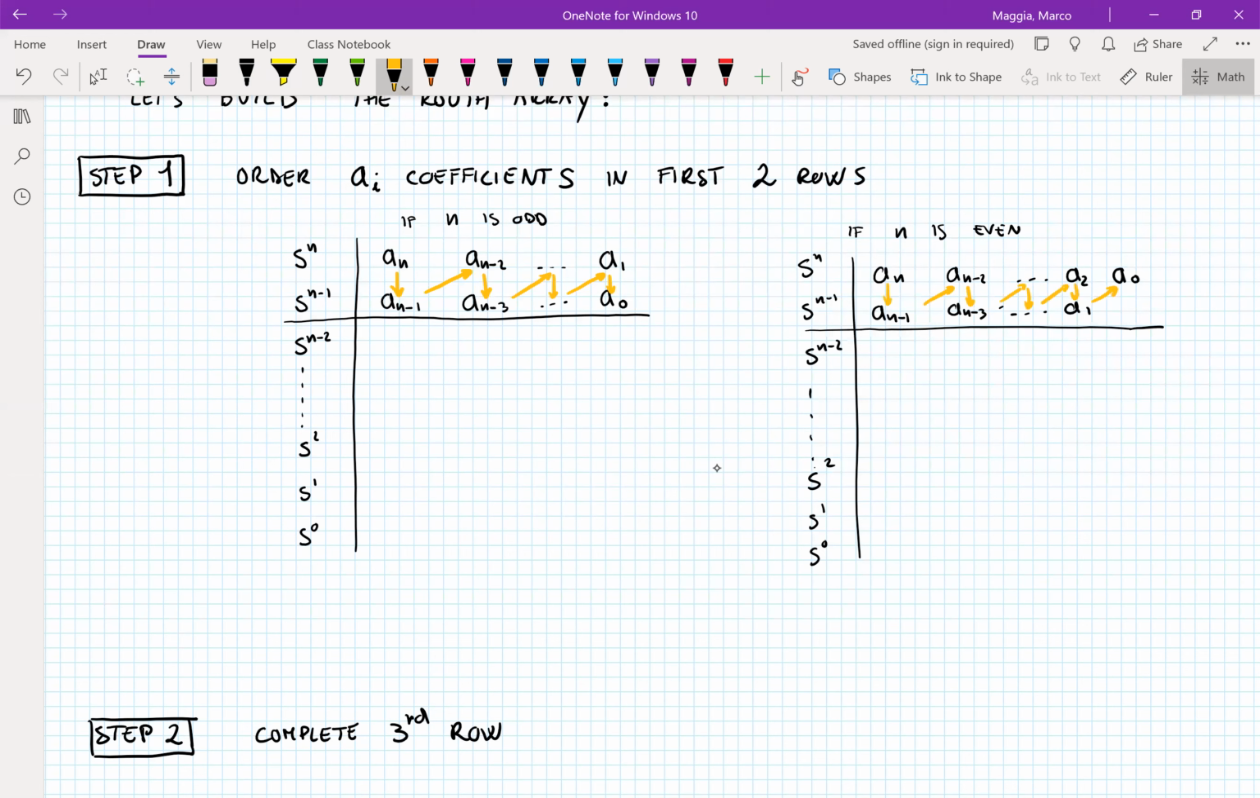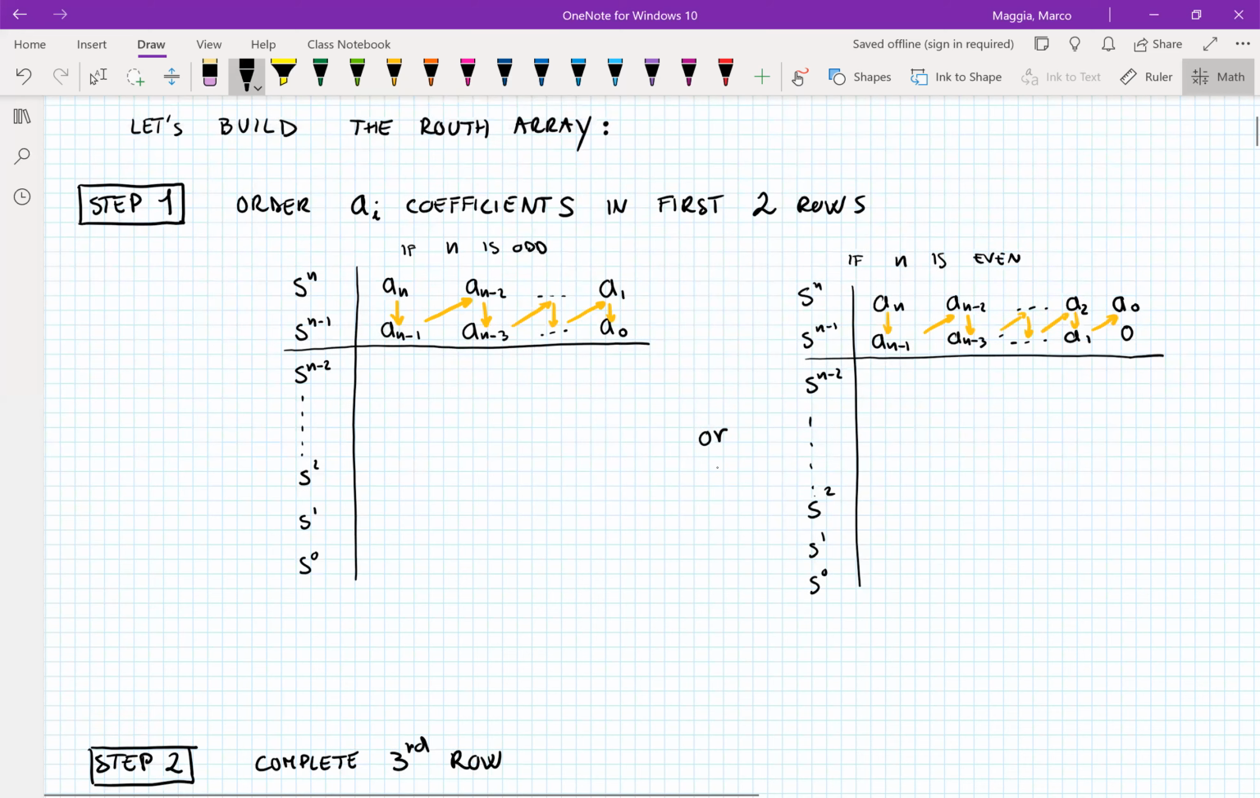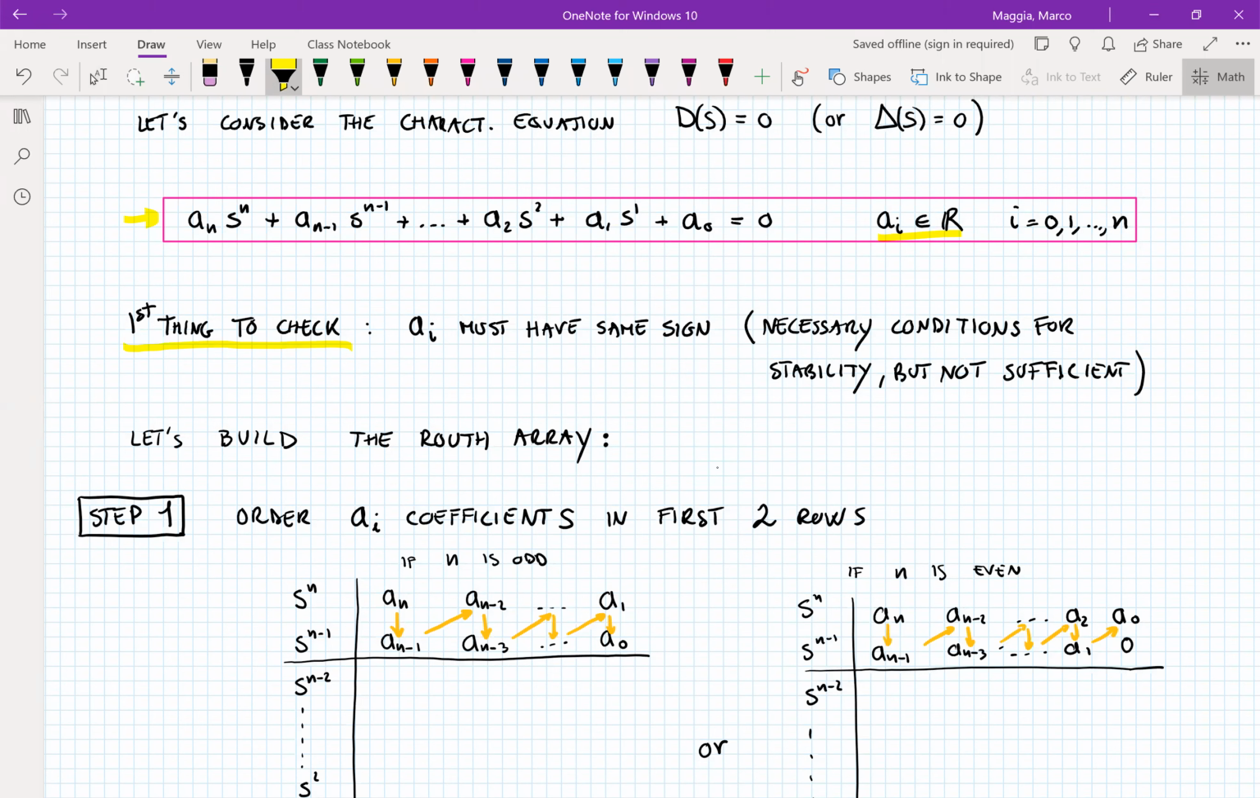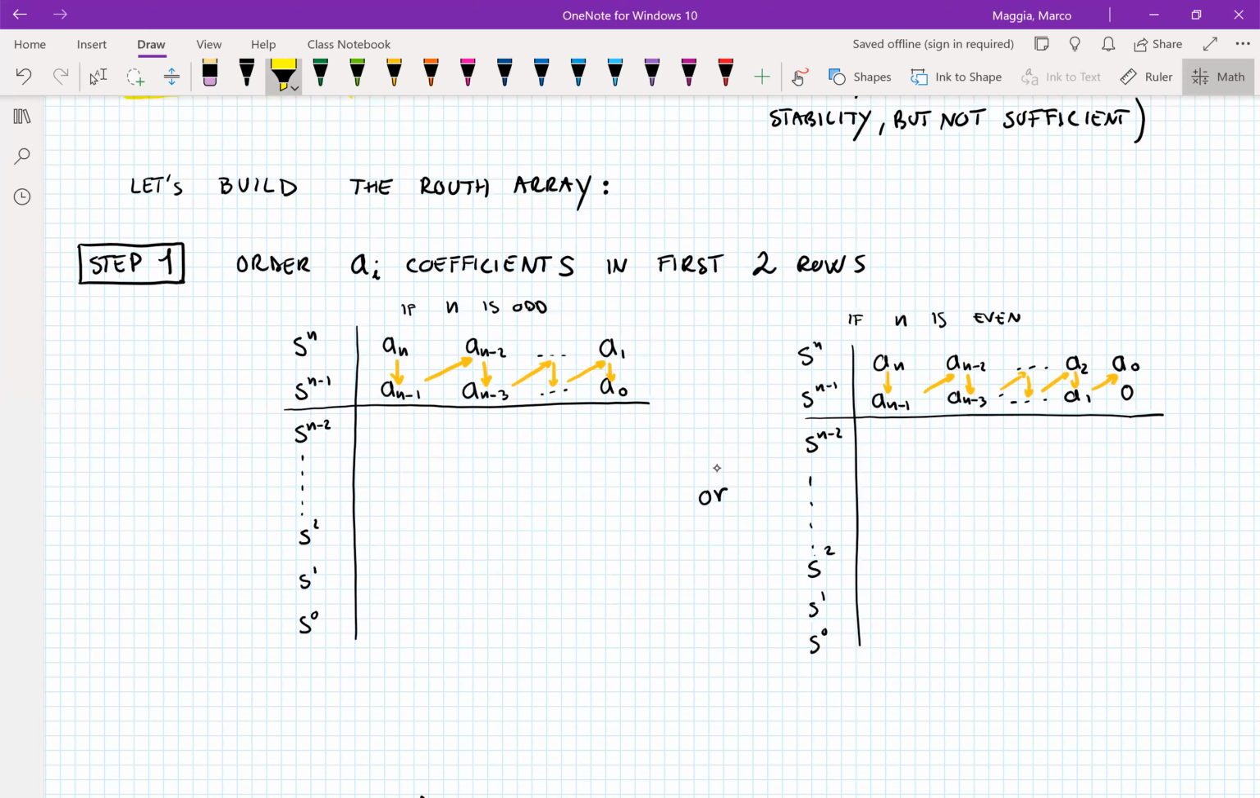So a0 would be on the first row. If you have an empty entry, that is also equal to 0, so you can just leave it empty or substitute it with 0. This is a general rule. So the first step is very simple: you take the coefficients of the characteristic polynomial, from an all the way to a0, and you construct the first two rows of this table.